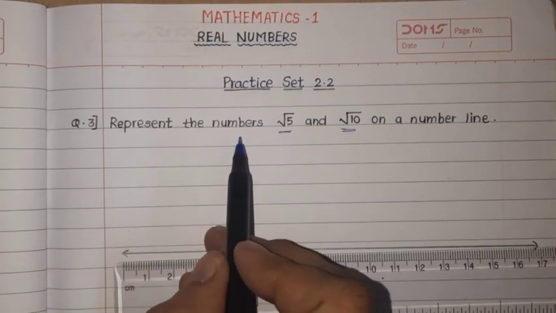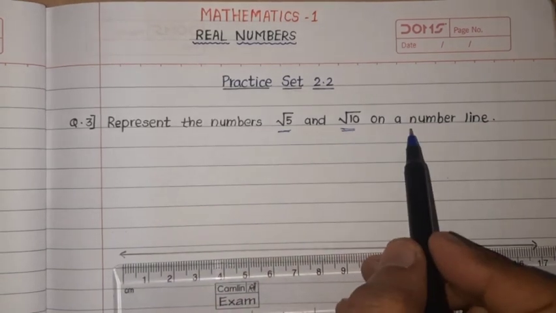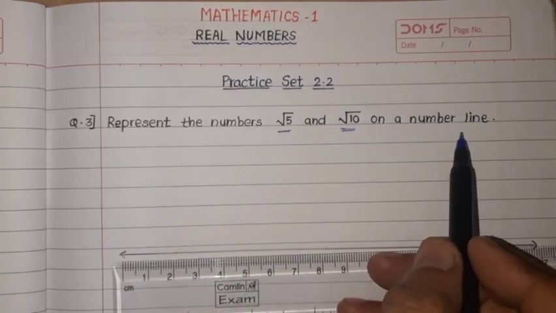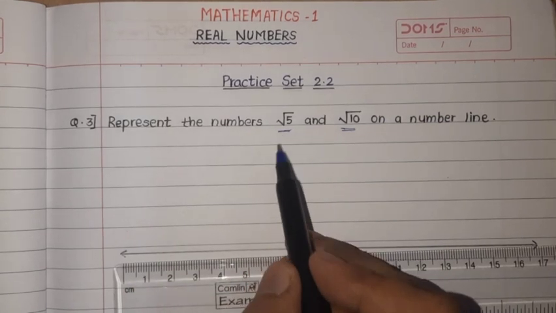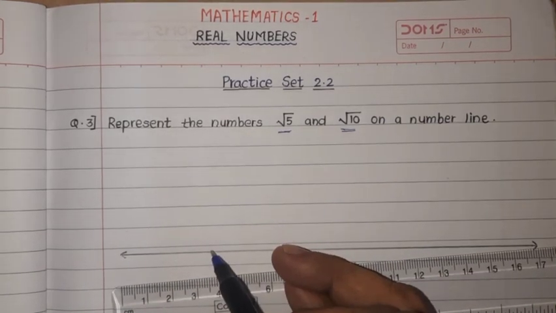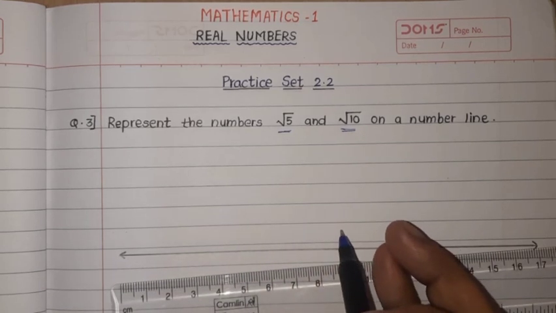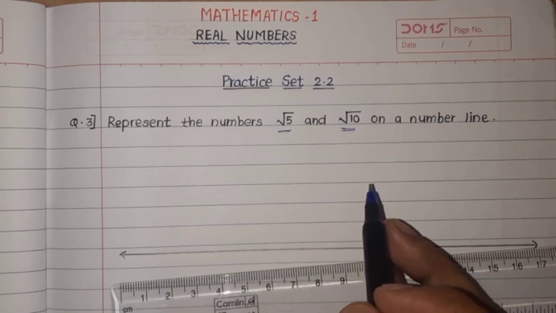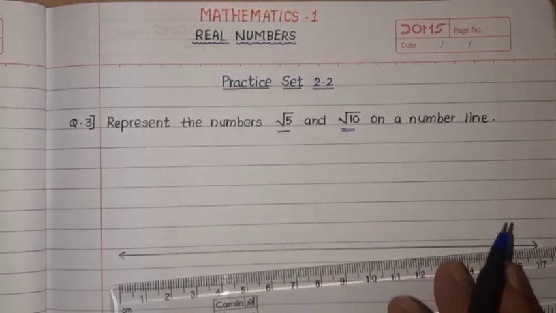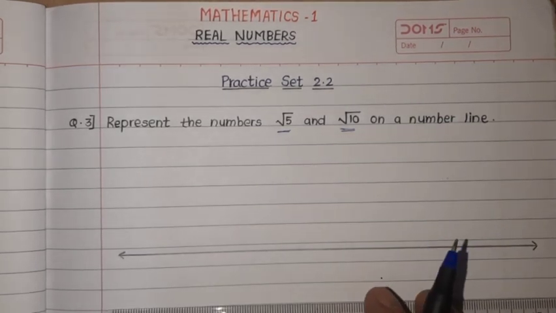Represent the numbers root 5 and root 10 on a number line. We have to show this root 5 separately on a number line and this root 10 separately on a number line. For that purpose, dear students, you must draw a number line. I have drawn a line here. On that we have to represent the numbers.